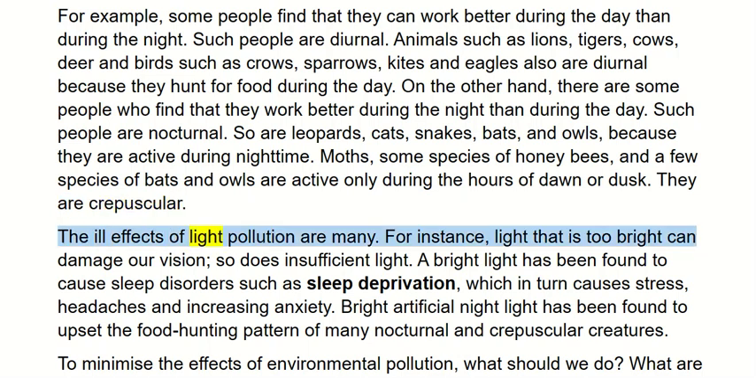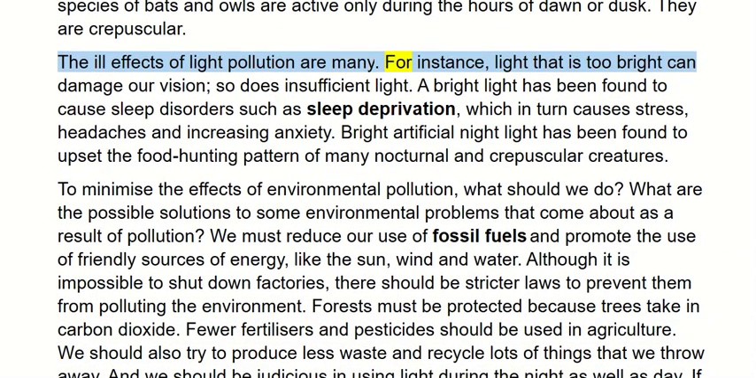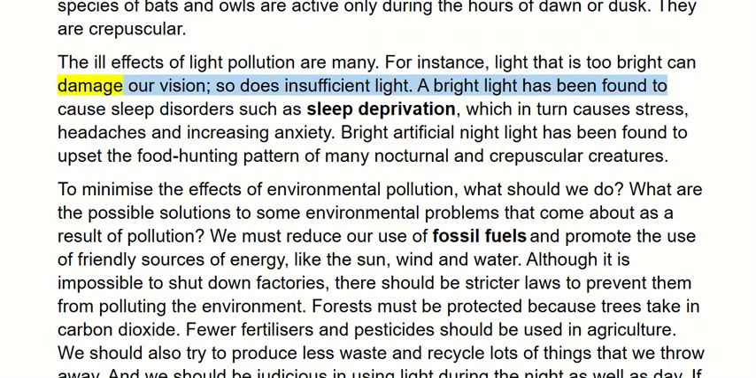The ill effects of light pollution are many. For instance, light that is too bright can damage our vision, so does insufficient light. A bright light has been found to cause sleep disorders such as sleep deprivation, which in turn causes stress, headaches, and increasing anxiety. Bright artificial night light has been found to upset the food hunting pattern of many nocturnal and crepuscular creatures.